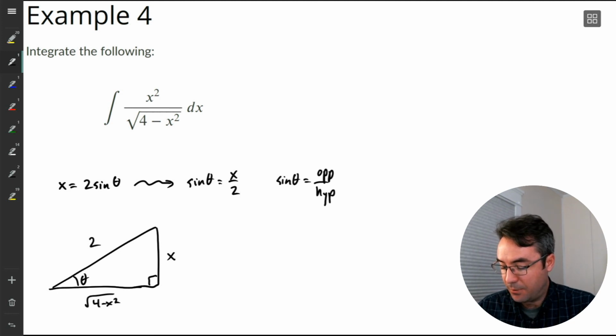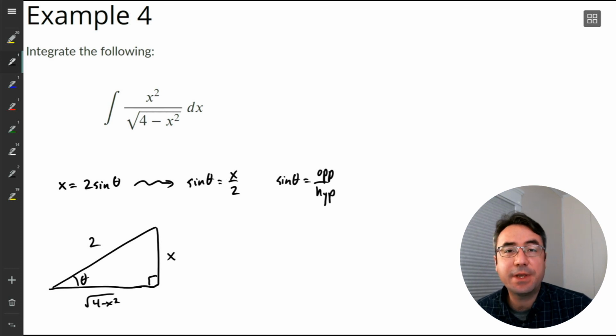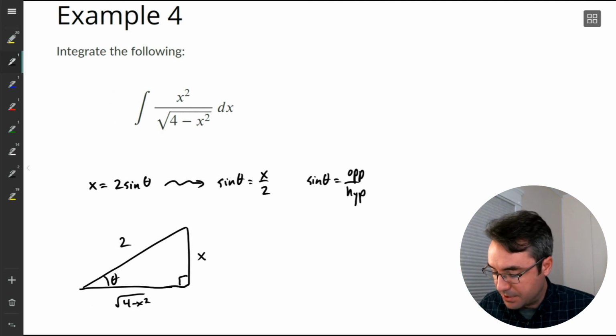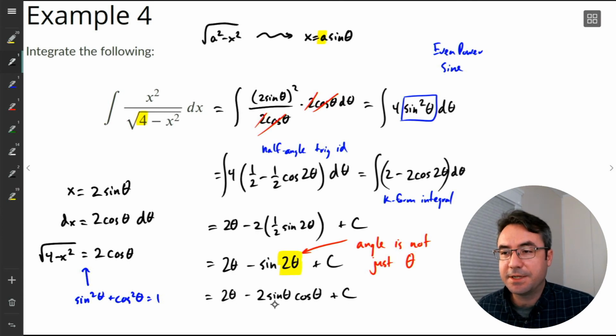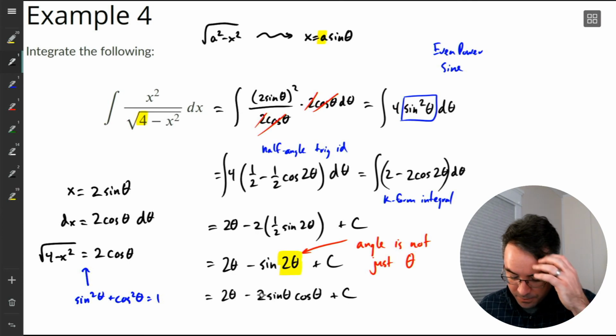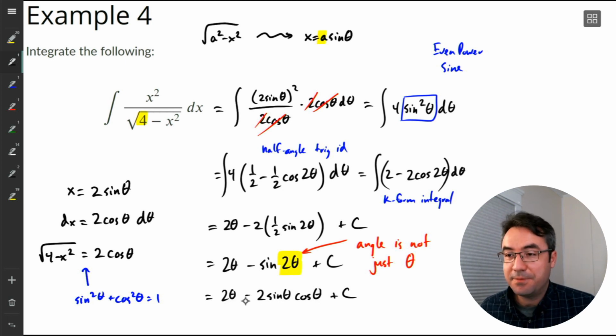And now we have our triangle filled in. So now we can actually start converting all those trig expressions in our antiderivative. So what was our antiderivative? Oh, I forgot my plus c here. So our antiderivative so far was 2 theta minus 2 times sine theta cosine theta.